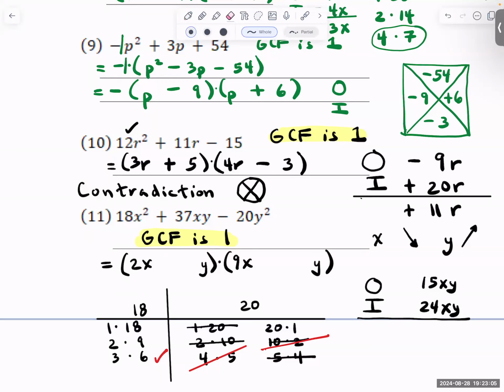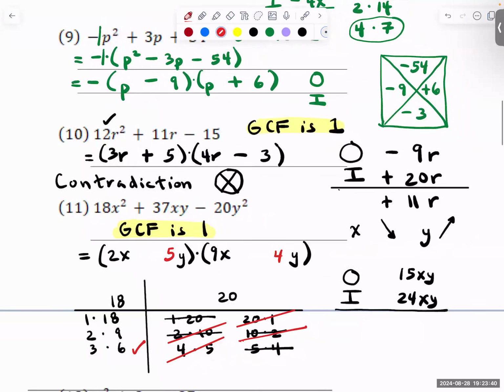We can't have 2 times 10. Same reasons. Because we'd have a common factor of 2. So 2 times 10 is out. Let's erase that. Can't have 20 times 1. Strike that. That's not a possibility. So we're down to 5 and 4 to try next. So let's put a 5y times 4y and do the outer and inner products.